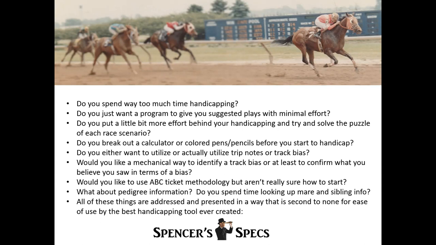What about pedigree information? Do you spend a ton of time looking up mare and sibling information on whatever tool you use? Or maybe you don't do that because you're not sure how. We have a pretty slick, semi-automated way. It's a little more time-consuming than manual from a PC computer perspective, but it's a pretty slick tool to give you that information on first and second time starters, so you know which ones were by or out of a mare that did well on the track, or maybe that has thrown some runners that did well as well.